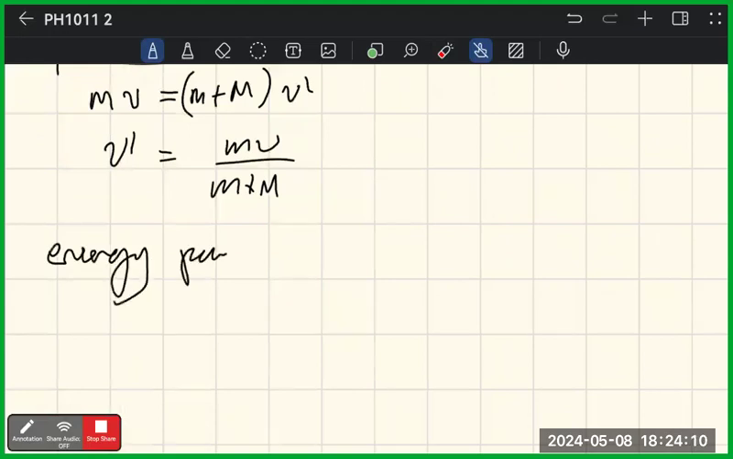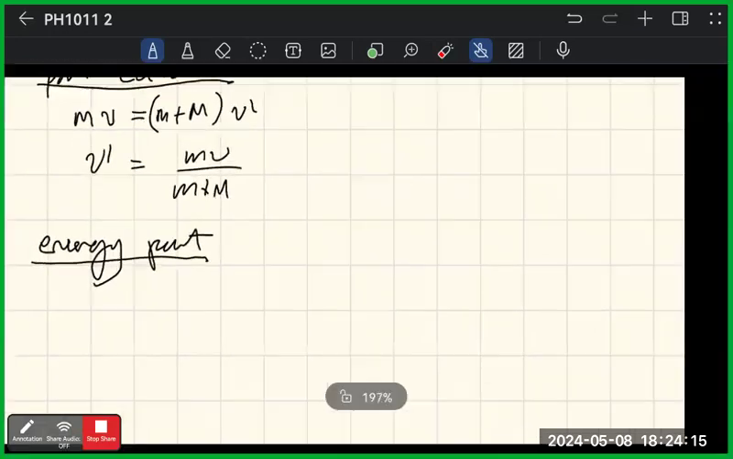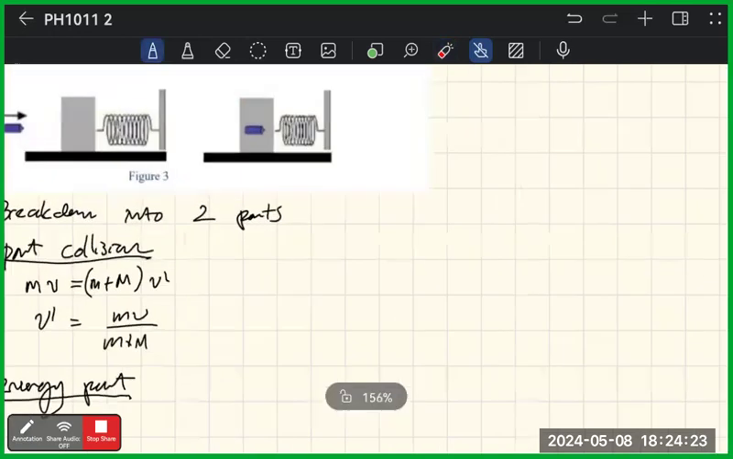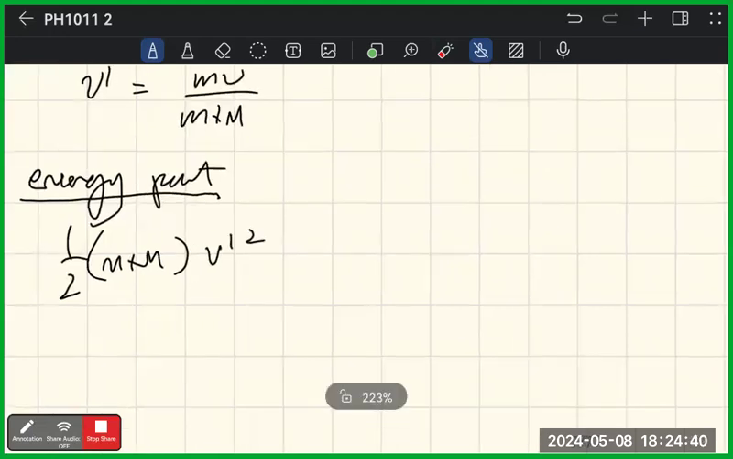In the energy part, after the collision, both of these things compress the spring. So the initial energy is half of (m plus M), the block with the embedded bullet, times v prime squared, because it's after the collision, equals half of k delta x squared.